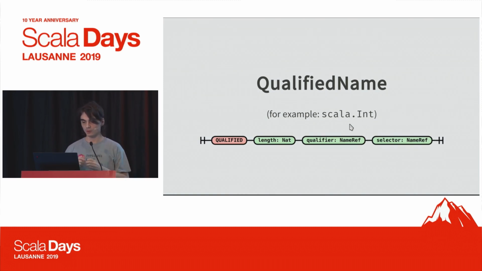So a qualified name is represented using some tags, so this is some constant, then some length information, and then there are two subparts of the qualifier, so in this case it will be Scala, and the thing you're selecting, which in this case will be Int. And a NameRef is just going to be a natural number, which is an offset in the name table. So these are just pointers to other things.